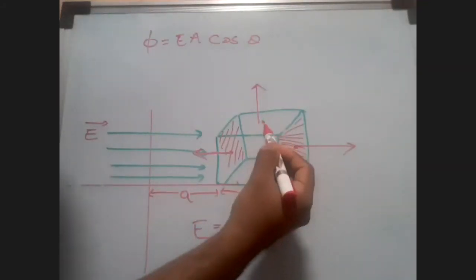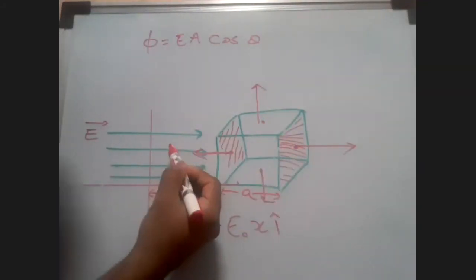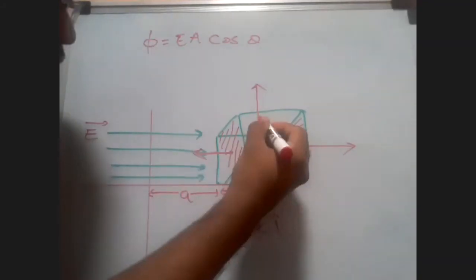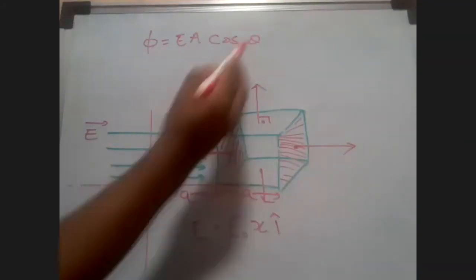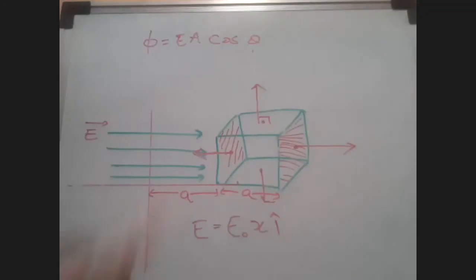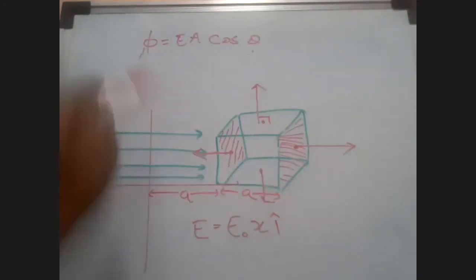Surface on the top is going to make a 90 degree with the electric field lines passing through it. So this is a 90 degree. So what is cos 90? Cos 90 is 0. So that means your phi is 0. Okay, this is an important concept.